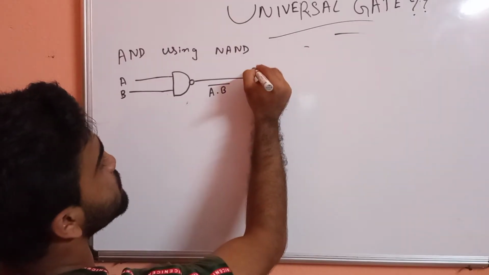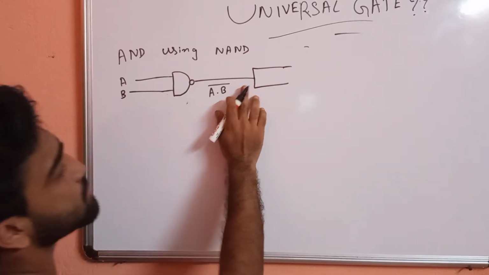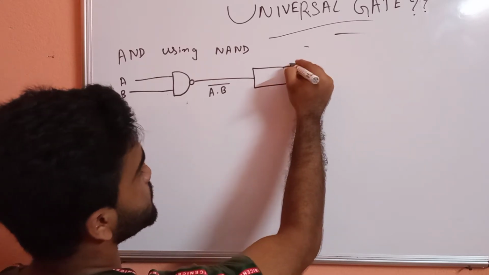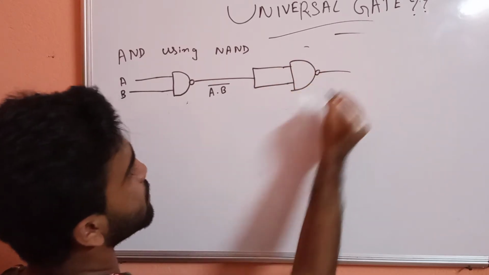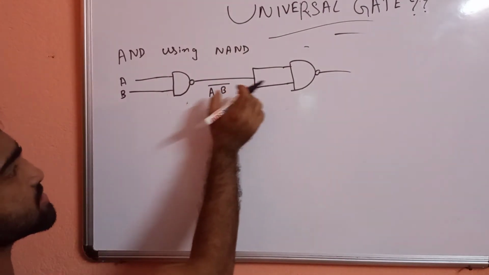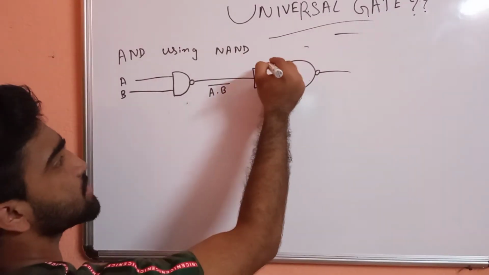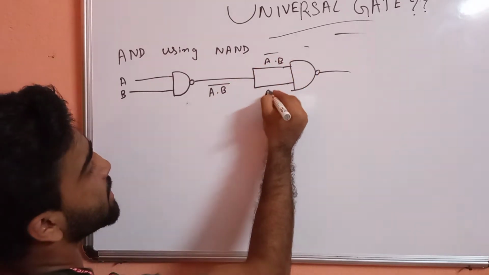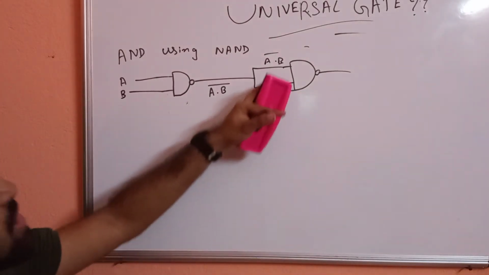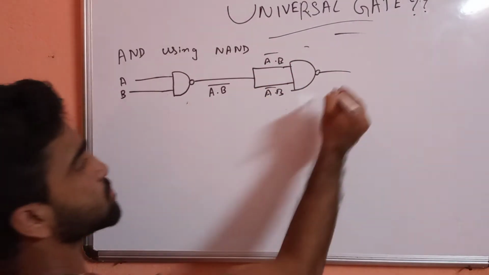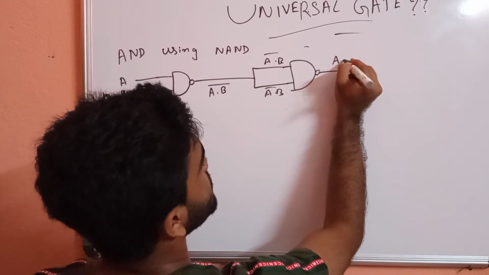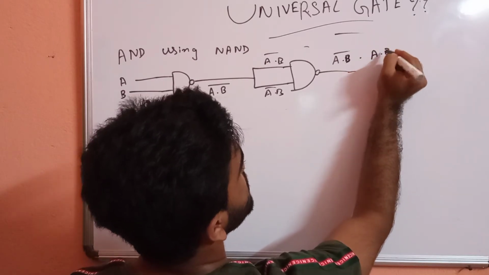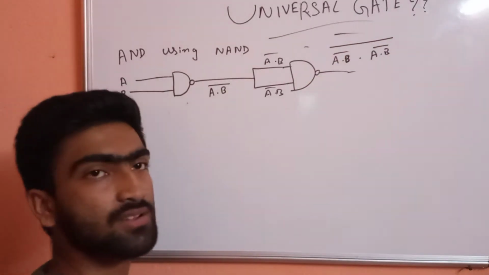Now we will take this output and do the NAND of this with itself. That means this is (A dot B) negation, and we are doing NAND of these two. So what will we get? We will get ((A dot B) negation dot (A dot B) negation) whole negation.